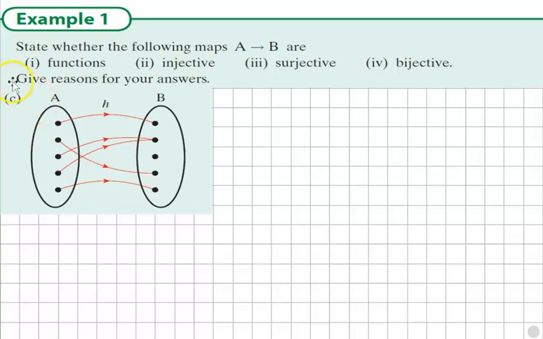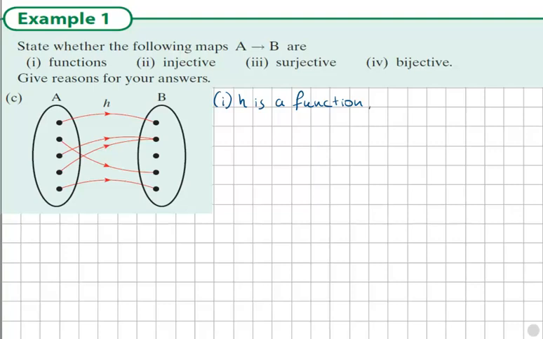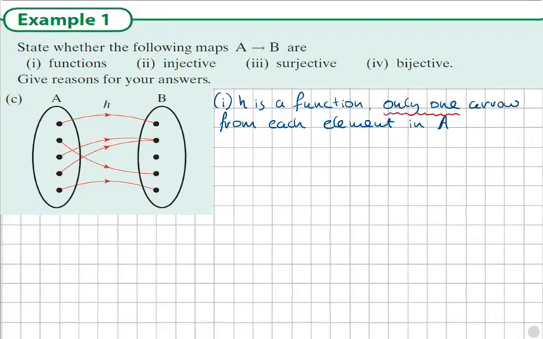Next we have C. So we have 5 elements in set A, and we have 5 elements in set B. But notice that one of the elements in set B has 2 arrows coming into it, and one of the elements has no arrows. So h is a function because there's only 1 arrow from each element in set A.